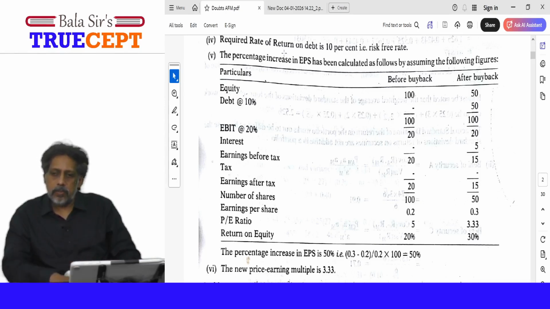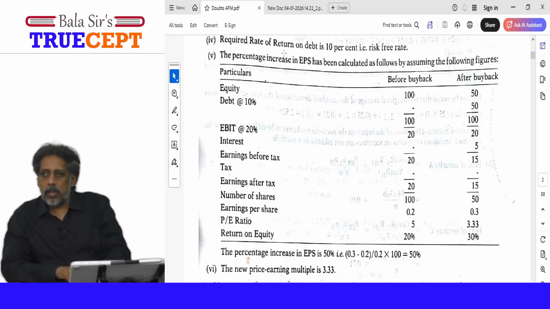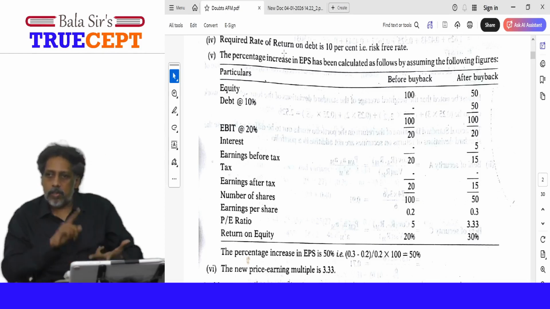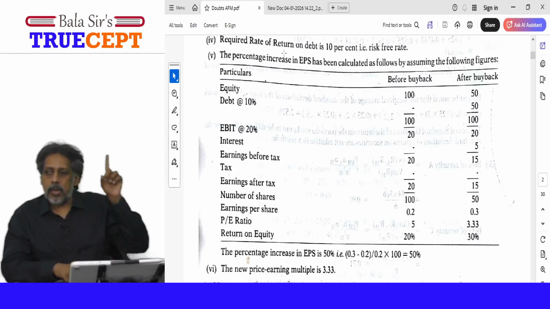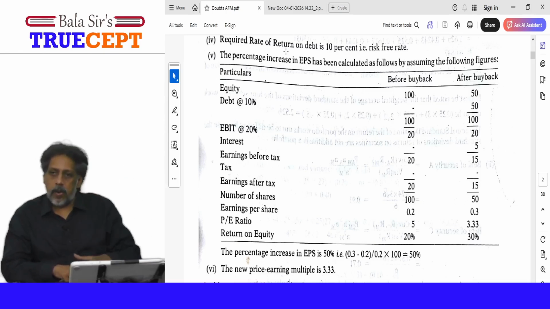Next, the P/E ratio. Very simple. We know that it's market price by EPS. What is the market price we assume? 1 rupee, right? So 1 rupee by 0.2 EPS is 5 times. And here 1 rupee by 0.3 EPS is 3.33 times. Then we haven't answered one question, that is to find the return on equity. That is 20%, and we already found 30%, right? 20% and 30%.